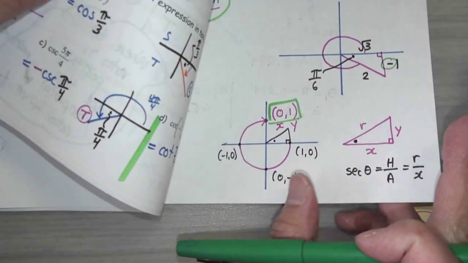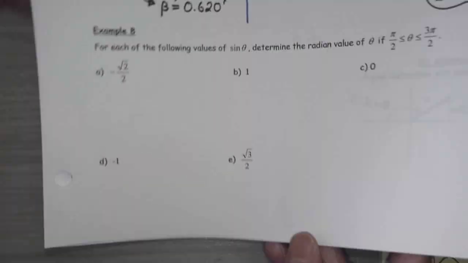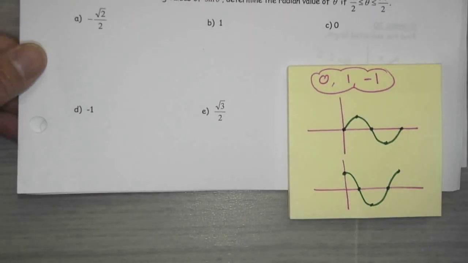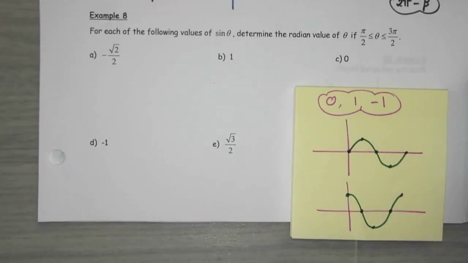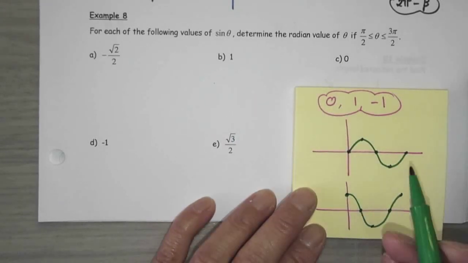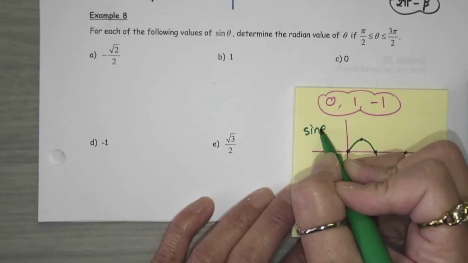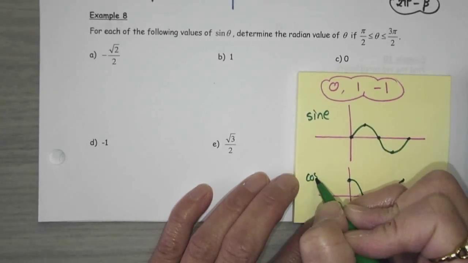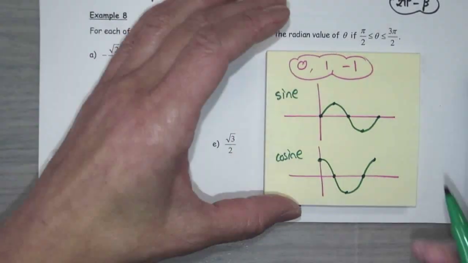Some people say, you know what, I hate going backwards from this because then you have to go backwards from it to figure out which angle it is. So I recommended this. Both ways are wonderful. I just find this one's a little bit more visual, so some people like it a bit better. So anytime I ask you 0, 1s, and negative 1s, you go here. Which graph is this one? Sine, you know that, right? And this one, cosine.